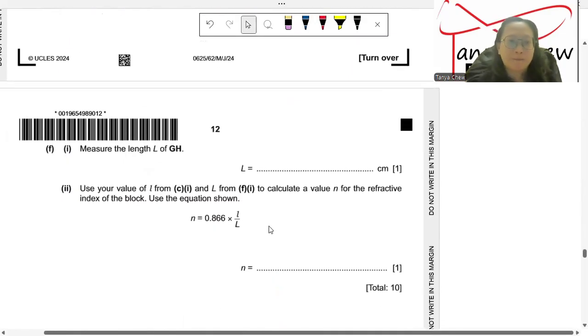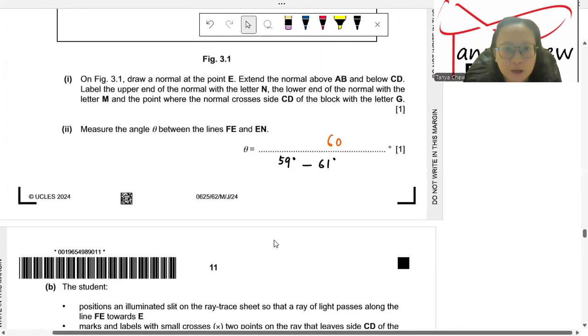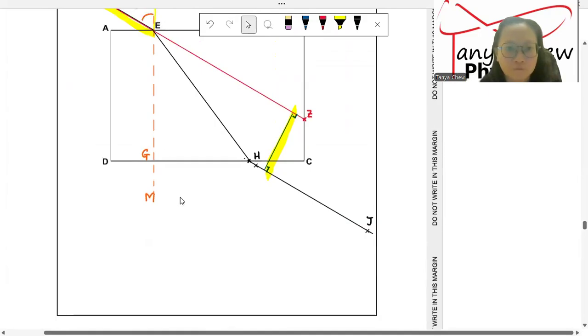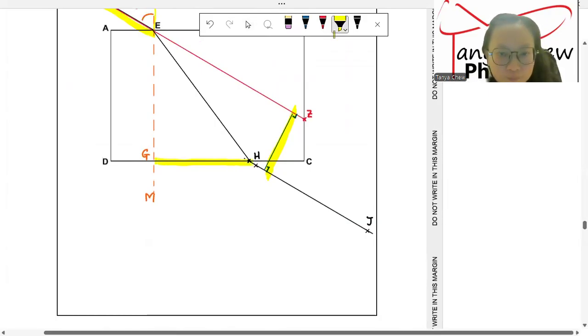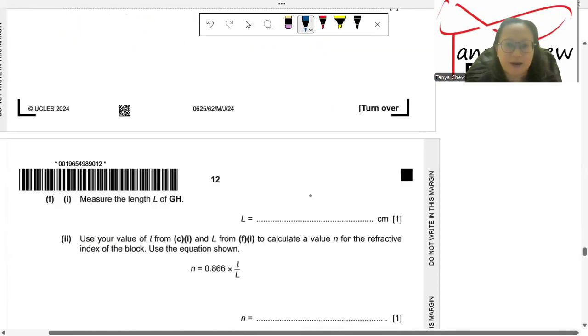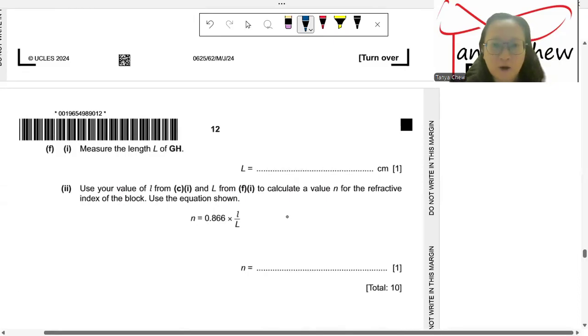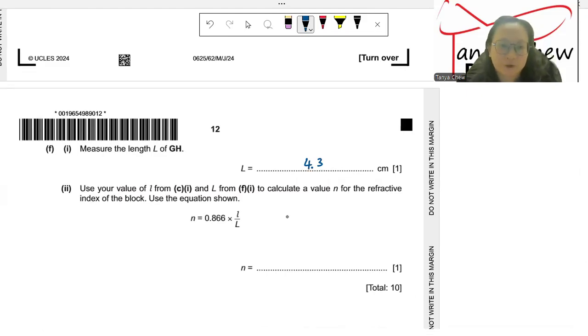Now, F1, measure the length L of GH. This is the length that you are supposed to measure. Just place your ruler horizontally. Then you will get the length L. So the length L that I got was 4.3 cm. And then F2, use the value of L from C part 1 and L from F part 1 to calculate a value of N, the refractive index, for the refractive index of the block.